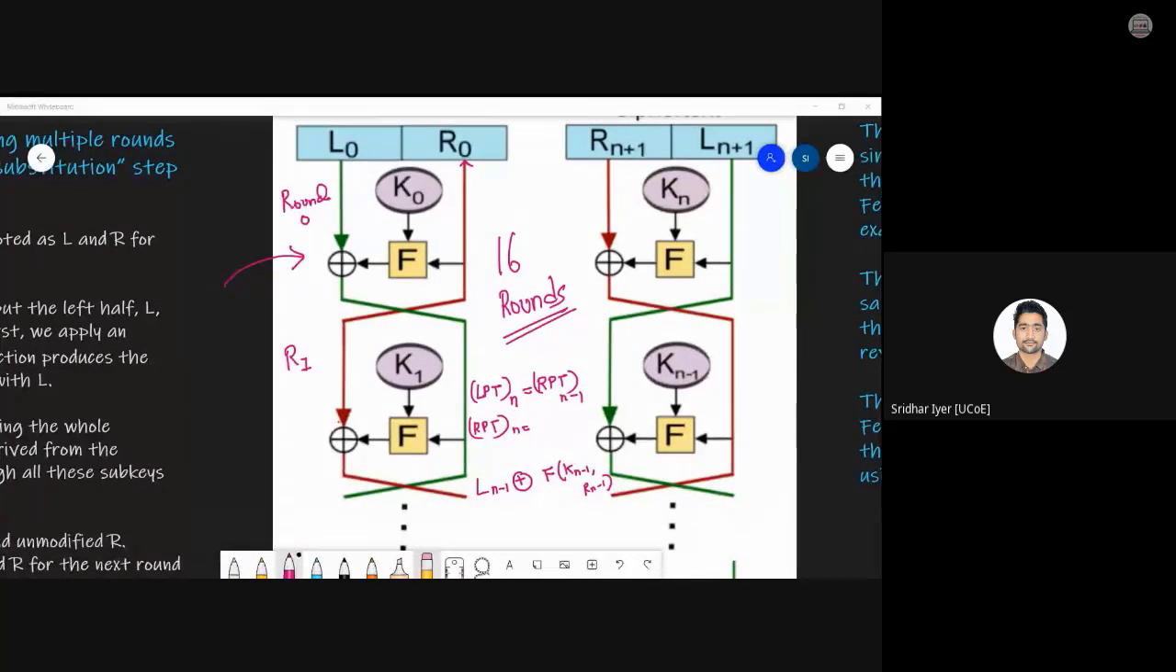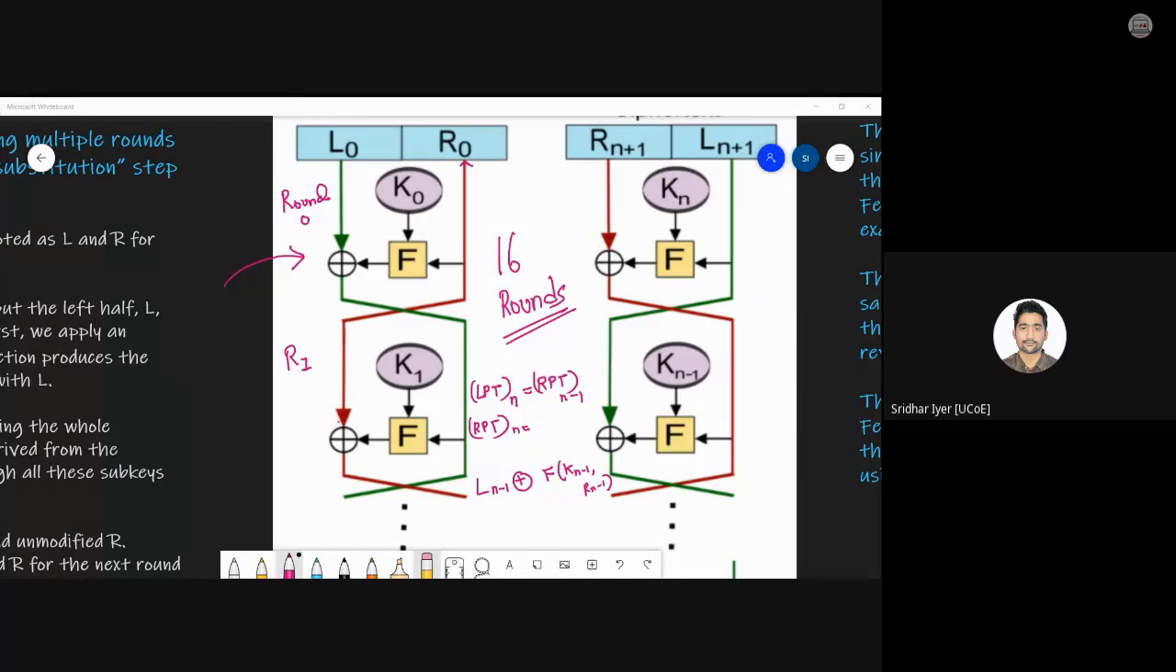Correct? So it is basically the previous round's left plain text XOR the output of the function block. In simple terms, the right plain text of this round will be the output of the XOR operation between the previous LPT and the function. Am I clear? Yes or no? Simple. Yes, B division. Okay, fine.